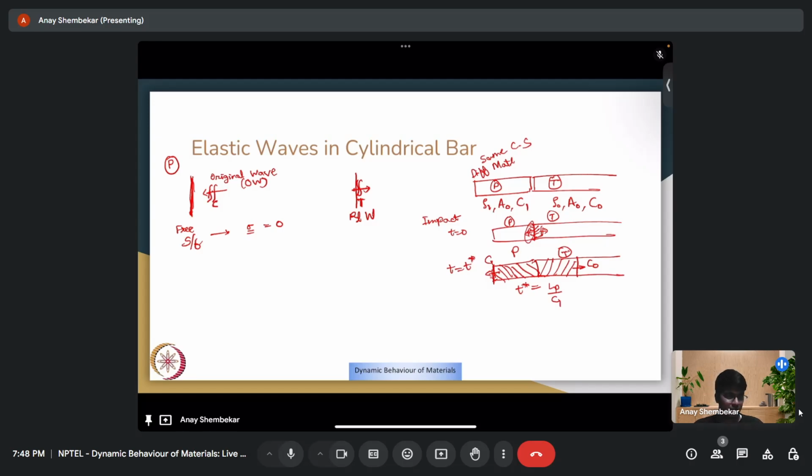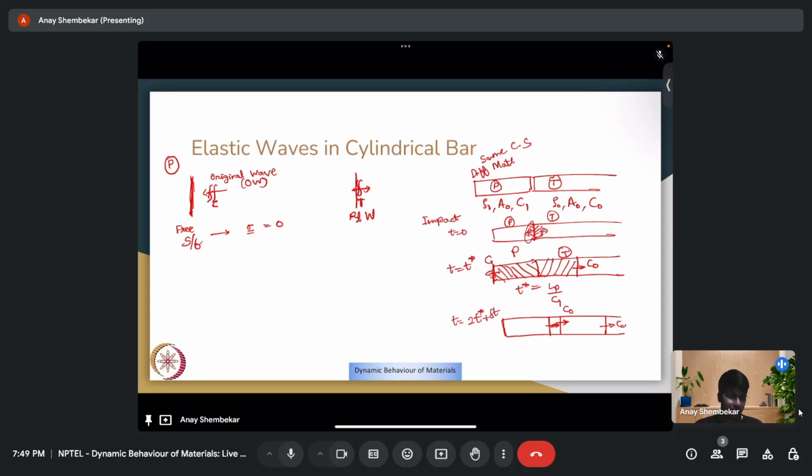Then a release wave will be formed here, and then at T equal to say 2T star, that release wave will have completed coming out of the projectile and reach the impact surface, wherein it will take 2T star plus some additional time delta. So this will again start traveling with C naught.